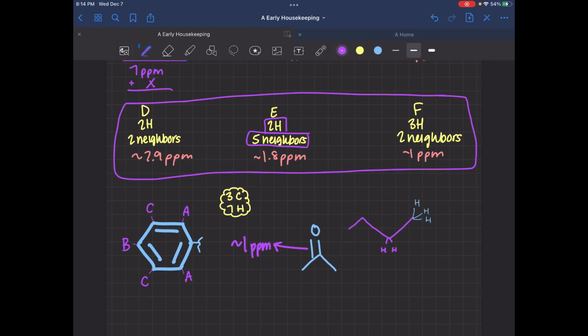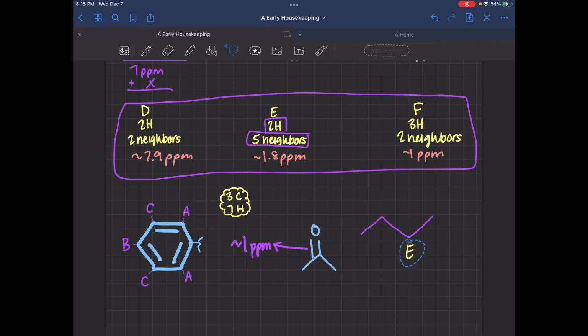We're going to have another carbon, like so, and this is going to have 2 hydrogens. So now we have this one worked out, as if this is E, right here. It has 5 neighbors, and it has 2 hydrogens on that position. So now we really have all of our pieces.